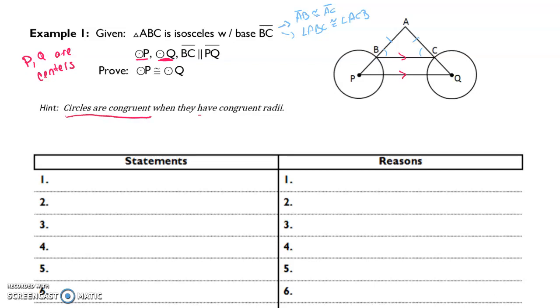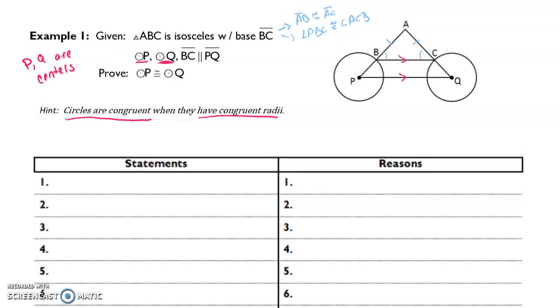Circles are congruent if they have congruent radii. So if I can show that segment PB is congruent to segment QC, and that those are radii of those circles, which I will have to state, then I'm good to go. I have shown that these circles are congruent. Okay? And conversely, if I'm given congruent circles, I can then conclude that those radii are congruent. So take a minute, maybe try to outline what this might look like, and we'll come back and start to break that down.